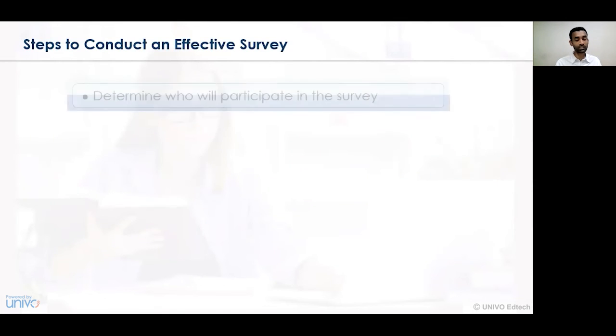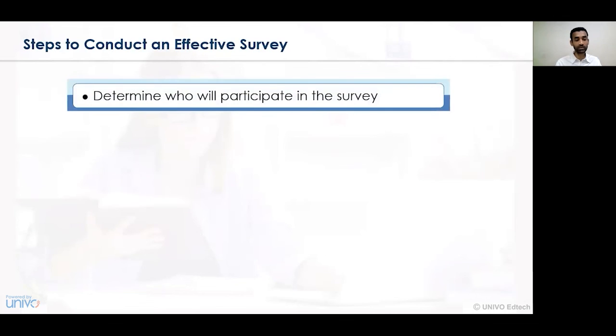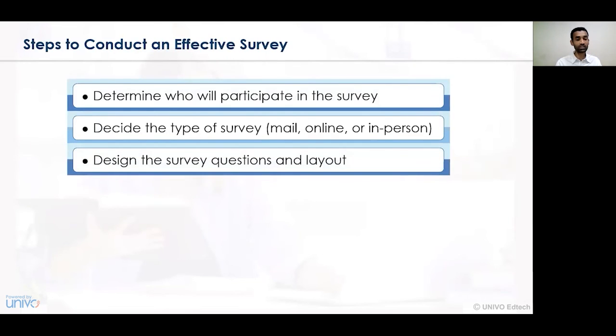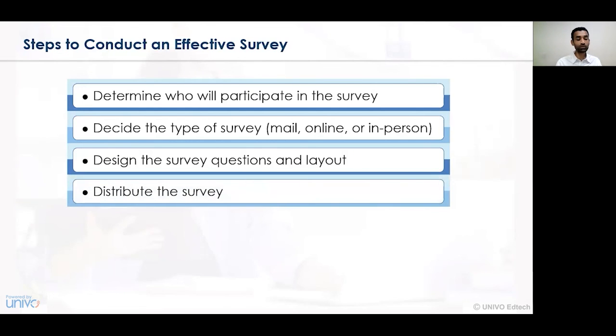First, we need to determine who will participate in the survey, then decide what type of survey will be undertaken, whether it will be an email survey, an online survey, or a physical, in-person survey. The third step to conduct an effective survey is designing the survey questions and the layout. Accordingly, we need to design the survey questions, and the layout for those questions also needs to be designed. The fourth step is distributing the surveys.